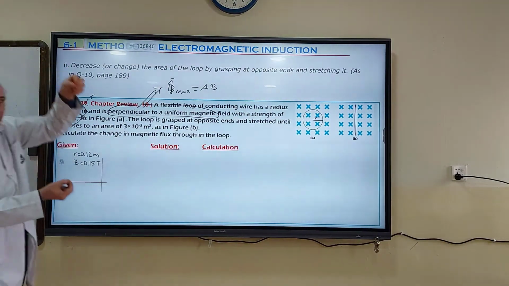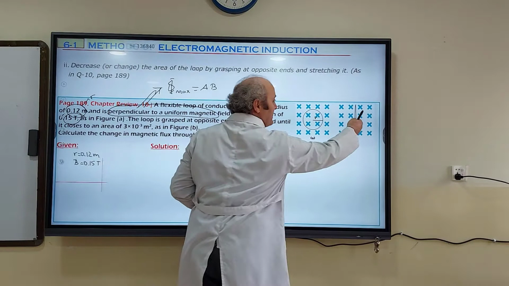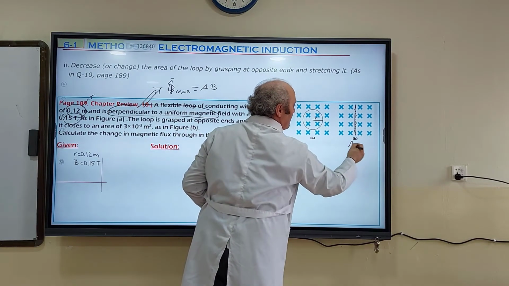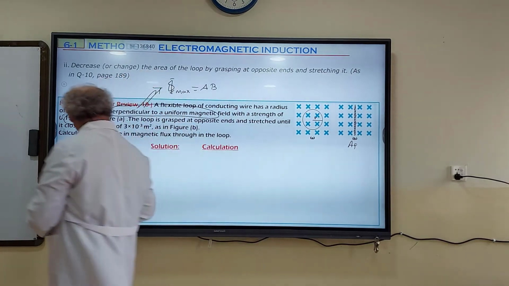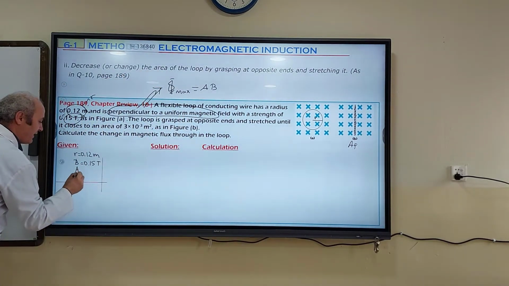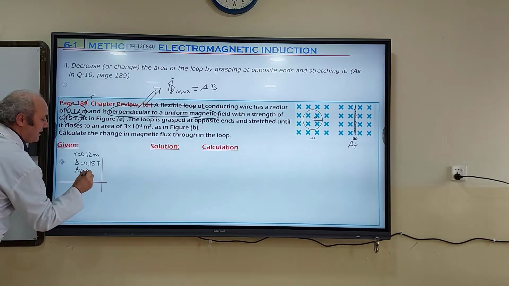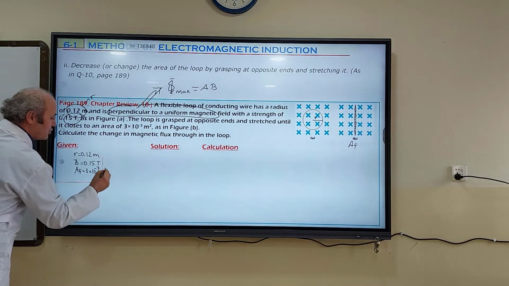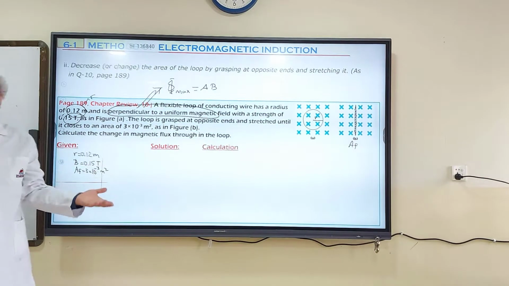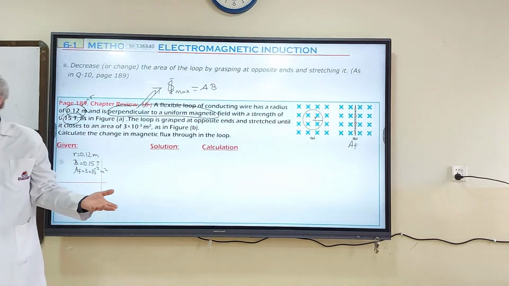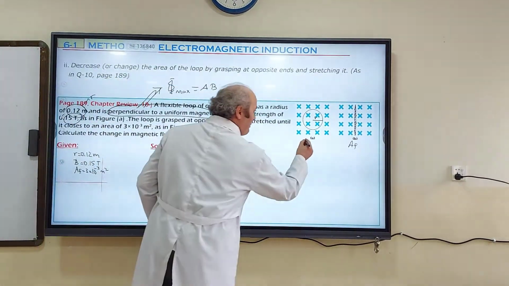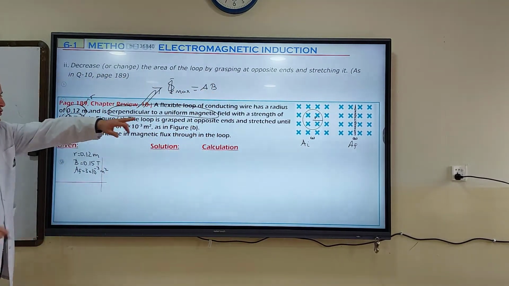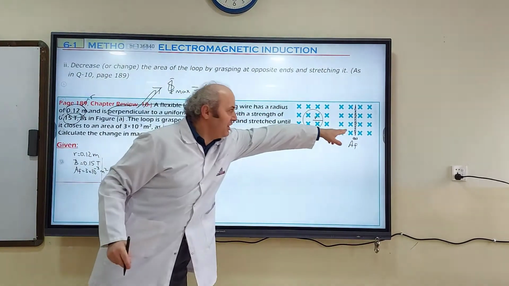And the final area, how much is this area? 3 times 10 to the power of negative 3, this is the final area. Let me record it here. Final area equals 3 times 10 to the power of negative 3 meters squared. But the initial area is not given, I will calculate it. So the initial area must be calculated, as in the figure B, as in here, when it is circular.